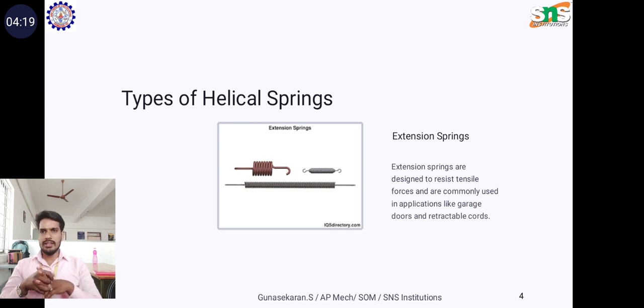Properly designed and installed extension springs offer reliable force application and retraction in industrial, commercial and consumer applications.